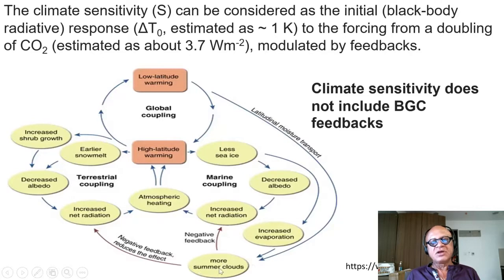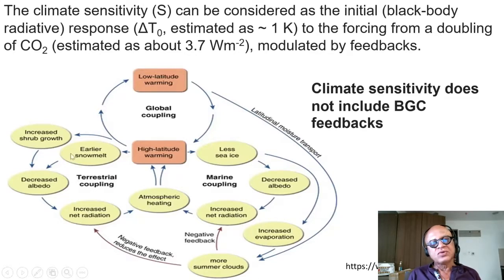And obviously that means clouds will be affected, which have an impact on radiation, which has an impact on albedo, and that is related to ice as well. And increased net radiation with more summer clouds can be a negative feedback here, but it can have impacts on atmospheric heating, which affects high latitude warming. So you can go from there to there, and you have vegetation feedbacks and snow melt. So albedo feedbacks are still very strong, but you have shrub growth, what else do?